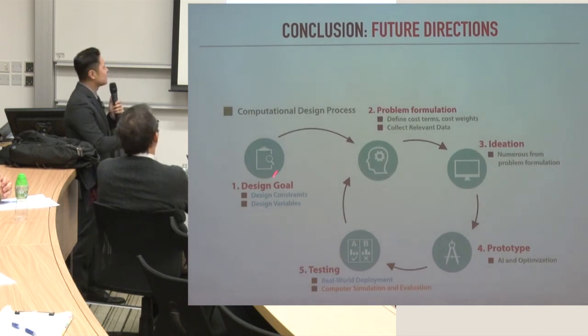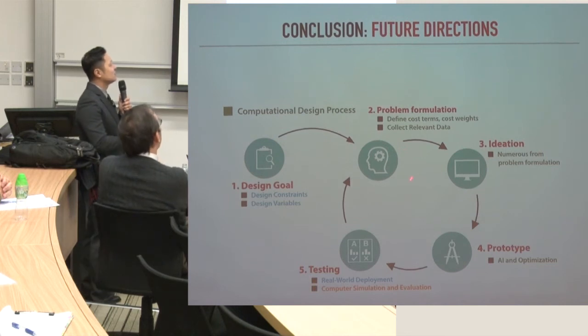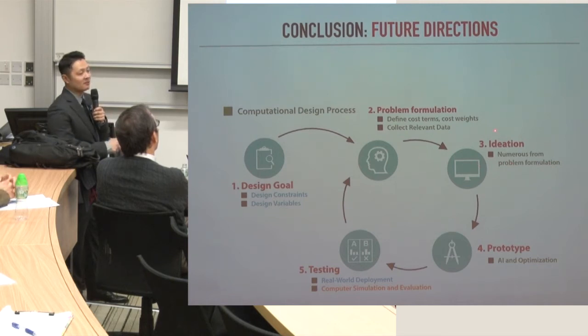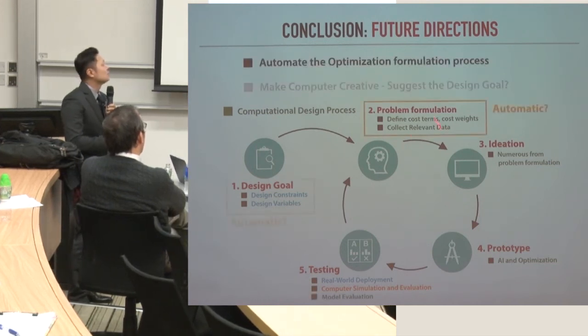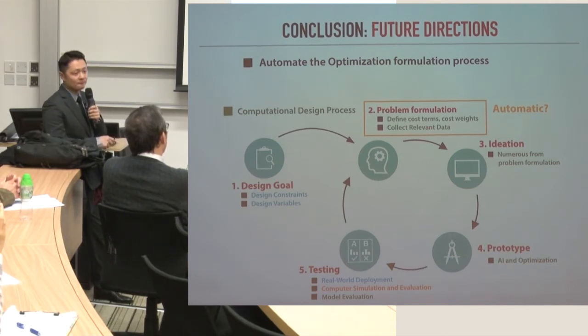Let's look at this design process diagram again. Now we introduce this problem formulation step. So instead of thinking of ideas, humans can now formulate the optimization problem, and the computer can give us a lot of solutions. So can this problem formulation process be automatic?